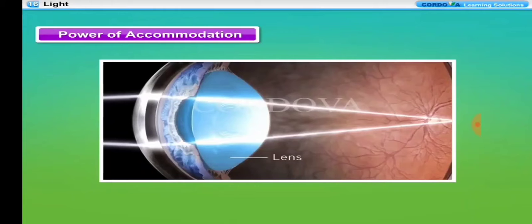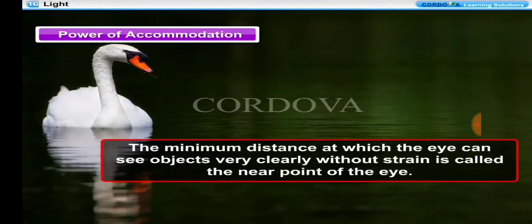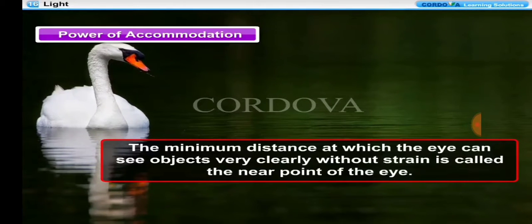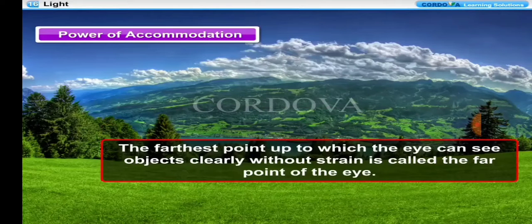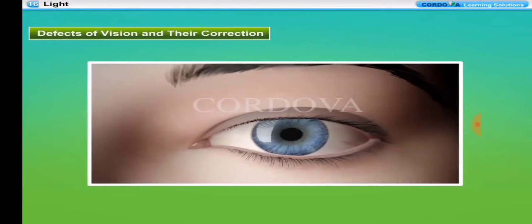Power of accommodation. The ability of the eye lens to adjust its focal length so as to see objects located anywhere is called the power of accommodation. The minimum distance at which the eye can see objects very clearly without strain is called the near point of the eye. The farthest point up to which the eye can see objects clearly without strain is called the far point of the eye. Defects of vision and their correction.